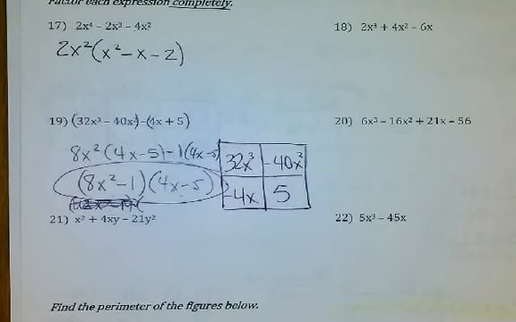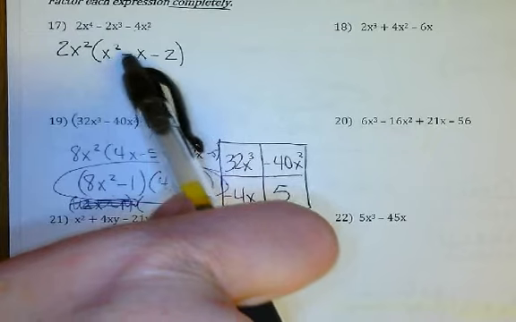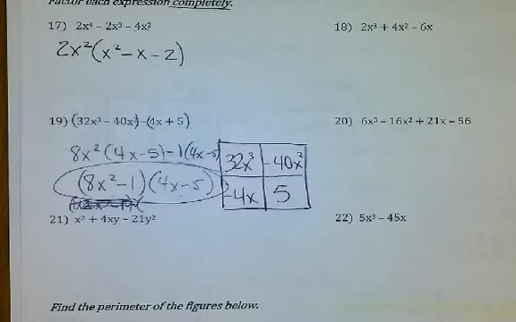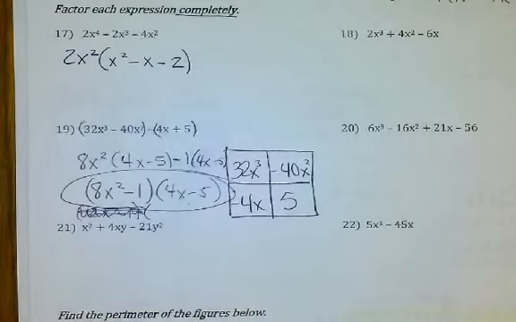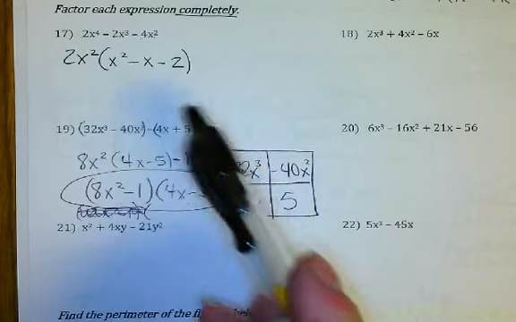Now, I need to ask myself, can I factor more? Can I do difference of squares? No, because it has a middle term. Can I do sum and difference of cubes? No, because it's a squared. Can I do factor by grouping?